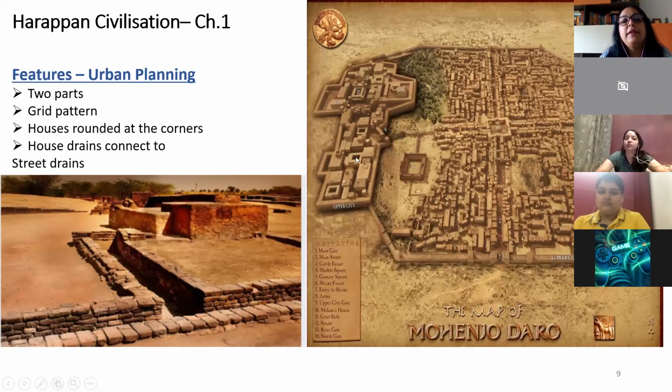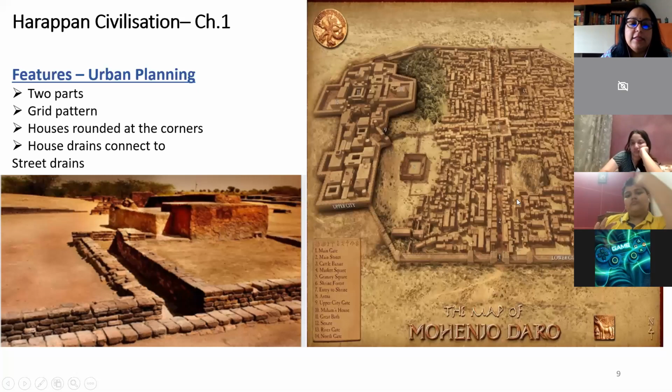And the upper city is called the citadel. In that upper city, we had the great bath, granaries, maybe temples, and public places where all used to meet. We also had the houses of the ruling class, whoever was the leader of their community. His house and everything. So such important buildings were there in the citadel, and all commoners' houses were there in the lower town.